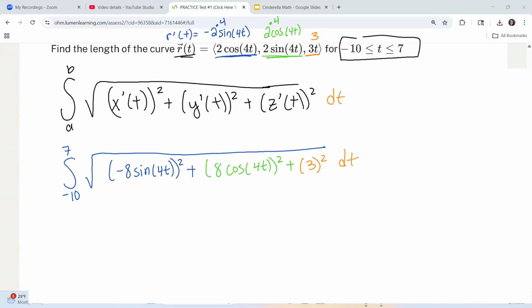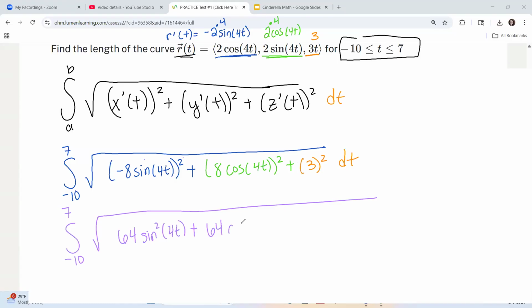Okay, let's square those out. This looks worse than it is, I promise. Negative 8 squared is 64. Sine squared is sine squared. You leave the argument. Don't square that. 8 squared is 64. Cos squared is cosine squared. Leave the 4t. Don't mess with it. And 3 squared is 9.